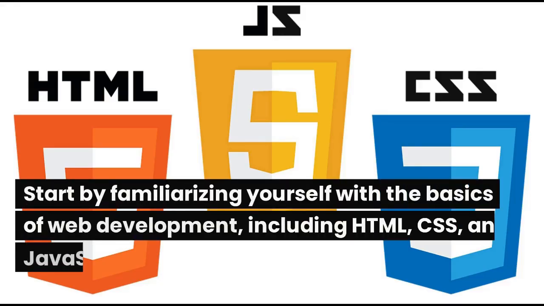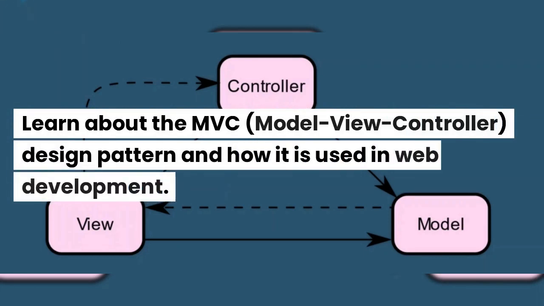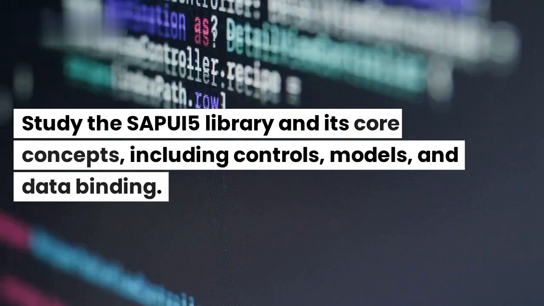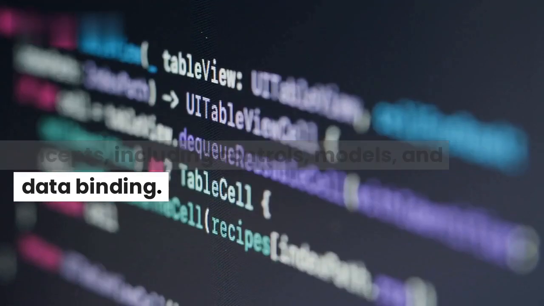Start by familiarizing yourself with the basics of web development, including HTML, CSS, and JavaScript. Learn about the MVC, Model View Controller, design pattern and how it is used in web development. Study the SAP UI5 library and its core concepts, including controls, models, and data binding.